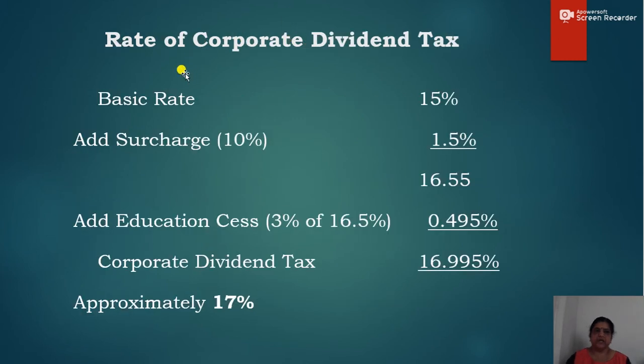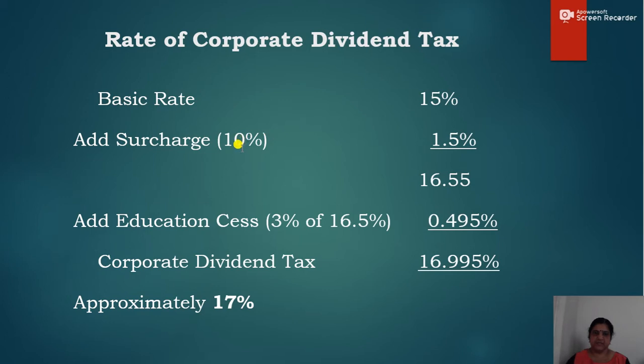Now, regarding the rate of corporate dividend tax. You need not bother about all these calculations. You have to note only this rate. But I'll explain how this 17% is arrived at. The basic rate is 15%. Now with that 15%, you have to add surcharge 10%.